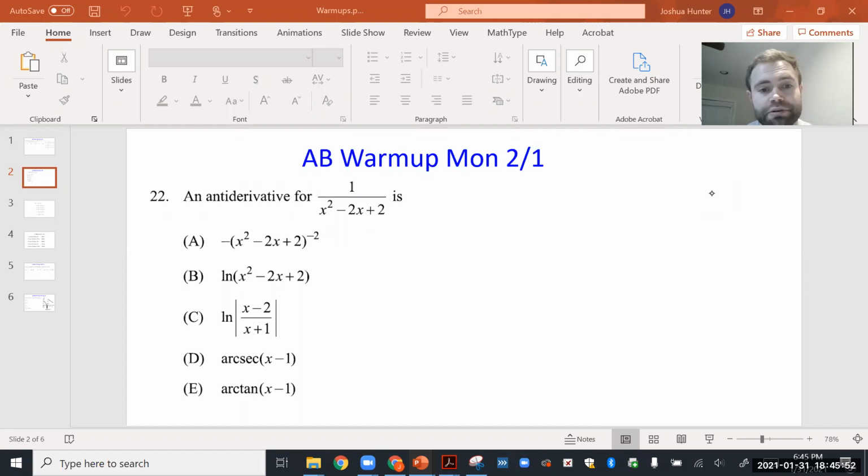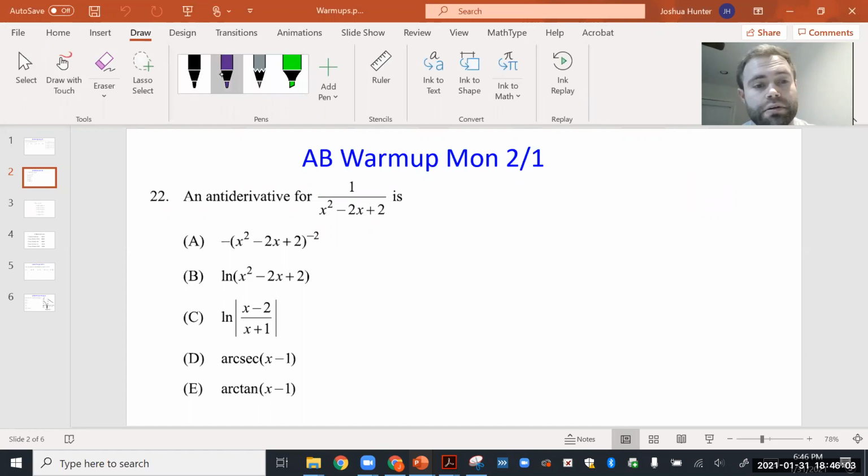We're asked to find the antiderivative of 1 over x squared minus 2x plus 2. This uses what we learned on Friday: completing the square with the denominator. When we complete the square, we have x squared minus 2x blank, minus the same blank, which is that plus 2 there.